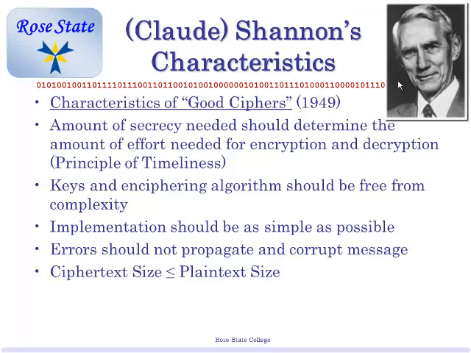Implementation should be as simple as possible. Why is that important? Well, we're going to get everybody and their brother to use our new algorithm. We're going to have it embedded in cell phones and toasters and everything. And if it's really complex, what happens? People screw it up. You want it to be very easy to implement. Errors should not propagate and corrupt the message. Can you imagine if you're sending a message through and there's one screw up at the very beginning? The entire rest of the Encyclopedia Britannica is in Chinese or something. That wouldn't be good.